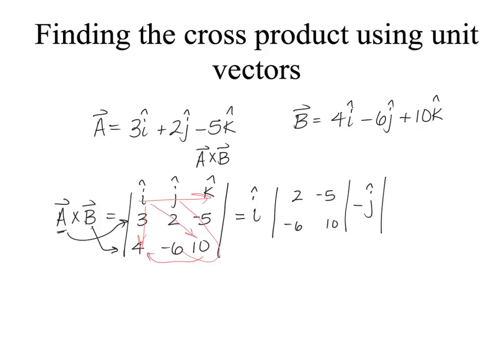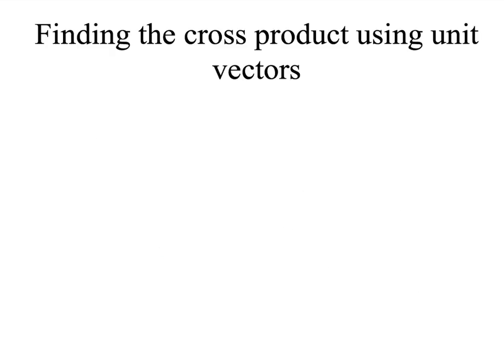The 2 by 2 matrix we get by eliminating the top row and the middle column is 3, minus 5, and 4, and 10. And then finally, we have k, and we eliminate that row and column, and we get 3, and 2, and 4, and minus 6. Now what we need to do is find the determinant of each of these 2 by 2 matrices, which is found by multiplying these two numbers together, and then subtracting the product of these two numbers. So let's go on to the next page and do that.